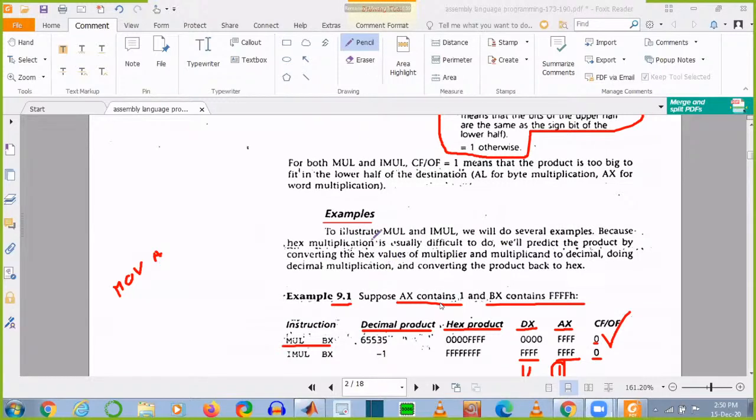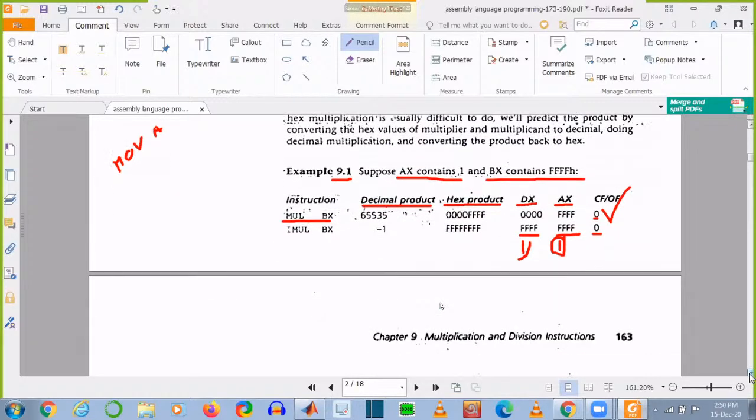Okay, so to illustrate unsigned and sign multiplication, IMUL means sign multiplication. We'll do several examples because hex multiplication is usually difficult to do. We'll predict the product by converting the hex value of multiplier and multiplicand to decimal, doing decimal multiplication, and converting the product back to hex. Okay, so let's check some operations.